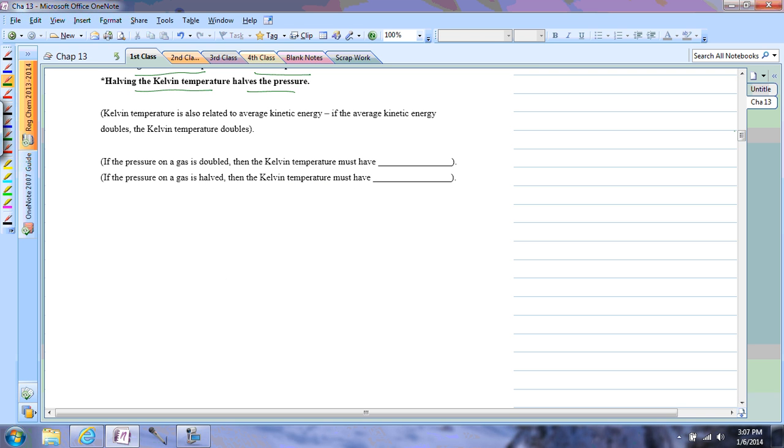If the pressure on a gas is doubled, the Kelvin temperature must have doubled. If the pressure on the gas is halved, then the Kelvin temperature must have been halved. So here we have another cylinder.